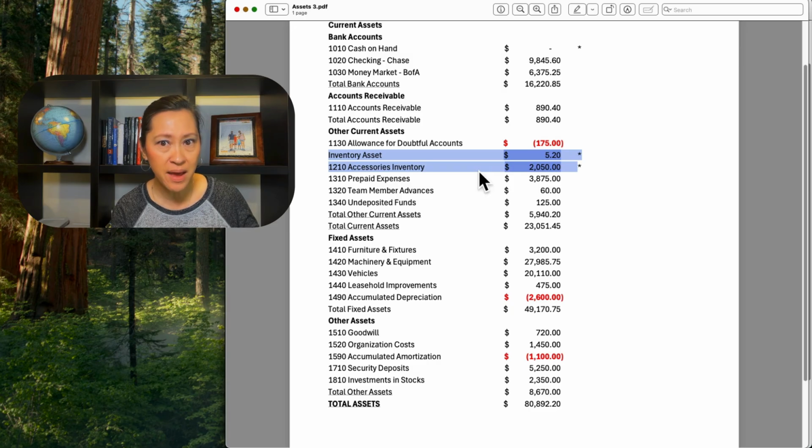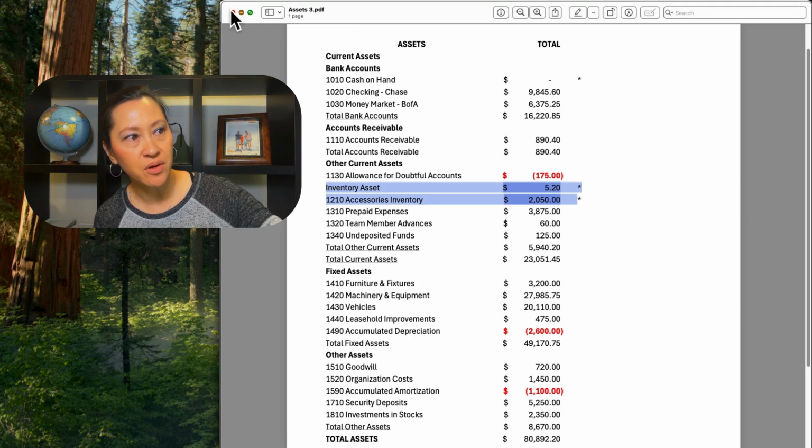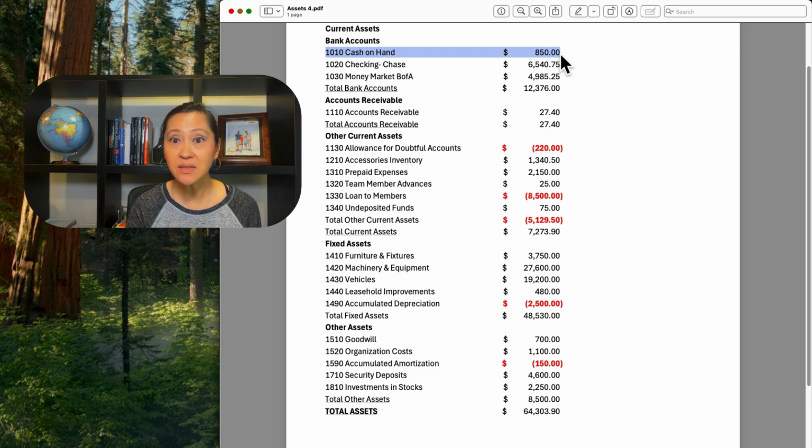Basically, we need to correct this amount so the balance sheet reflects our realistic inventory level. Now, looking at this balance sheet, I notice cash on hand showing $850. That might be correct, but if your client doesn't actually have that cash on hand, we need to investigate. Was a deposit entered when it should have been a transfer from cash on hand or a payment match? Checking that ensures the numbers are accurate.